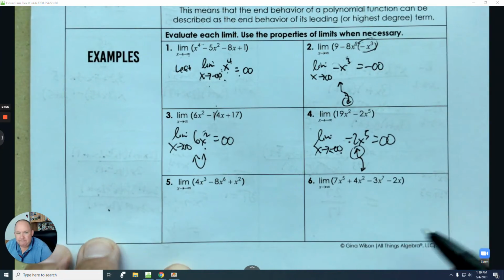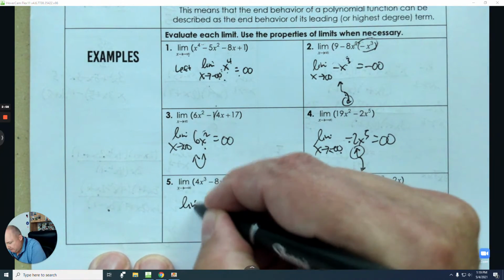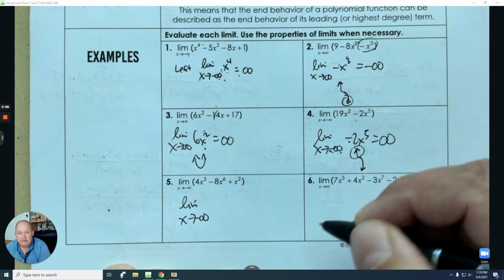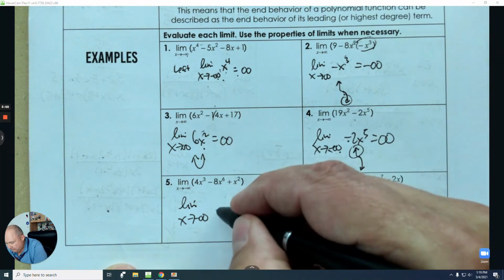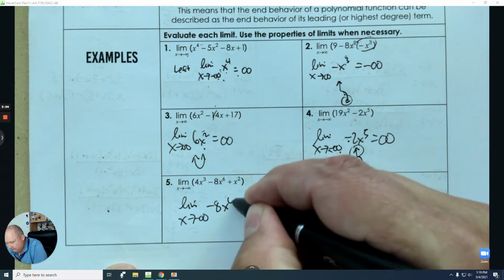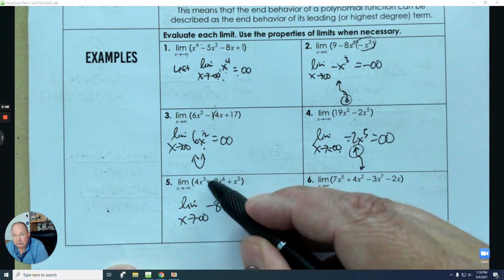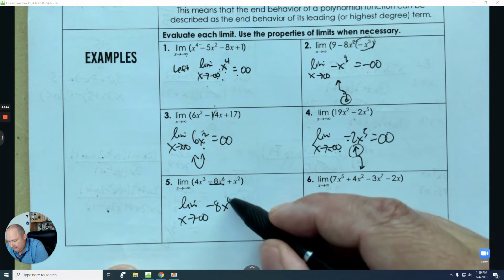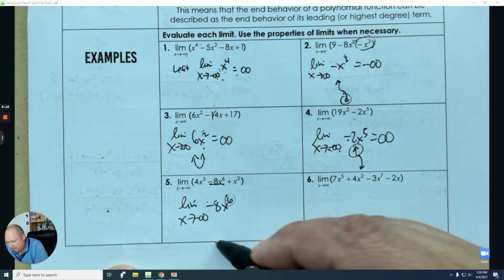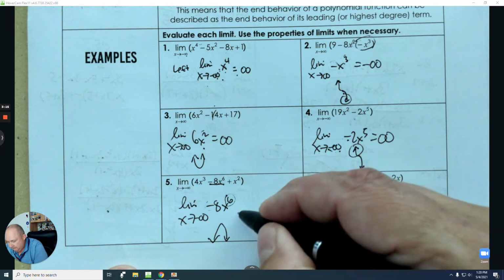Number 5, identify the power term. So the limit as x approaches negative infinity. The power term is negative 8 x to the 6th. It's the term with the biggest exponent. That includes the sign in front of it. An even exponent and negative means both ends go down.